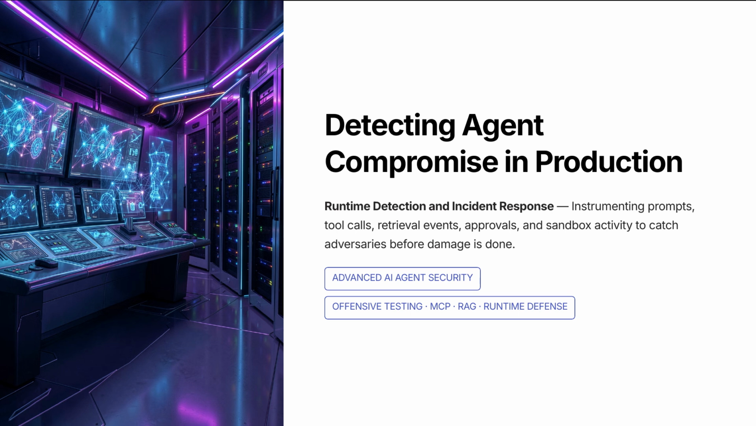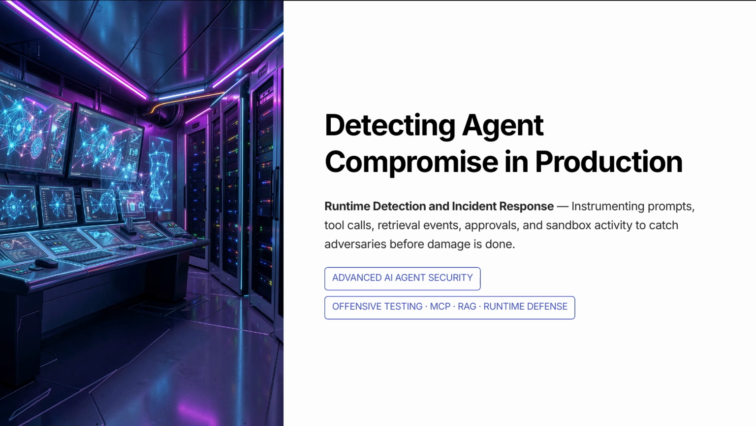In this lecture, we focus on detecting agent compromise in production through runtime detection and incident response. The key idea is visibility into what the agent is actually doing while it runs. That means instrumenting prompts, tool calls, retrieval events, approval flows, and sandbox activity so you can spot suspicious behavior as it happens. In practice, you are not just looking for blocked content. You are looking for signs of manipulation, misuse, escalation, and unexpected execution paths before they lead to real impact.